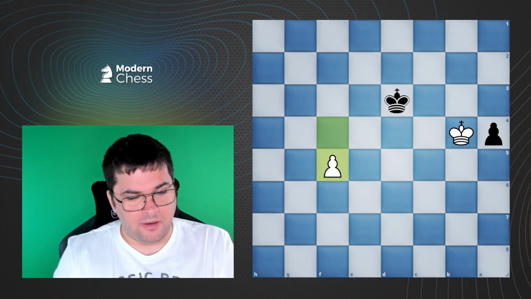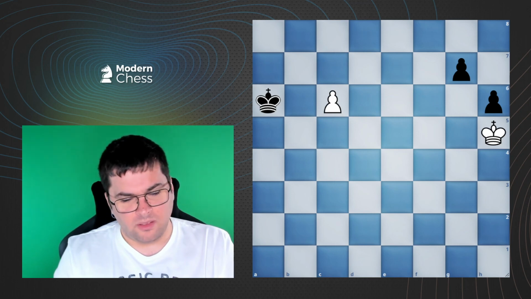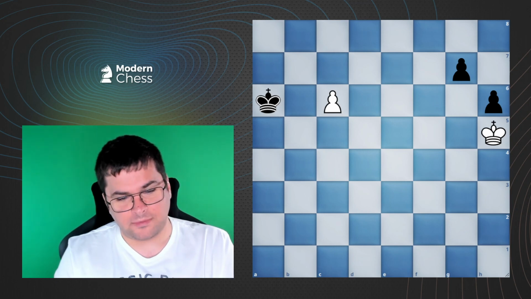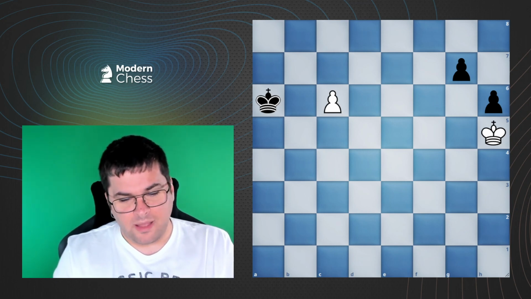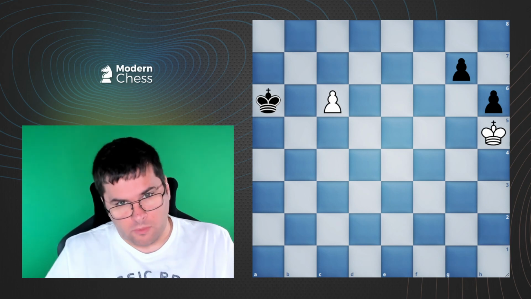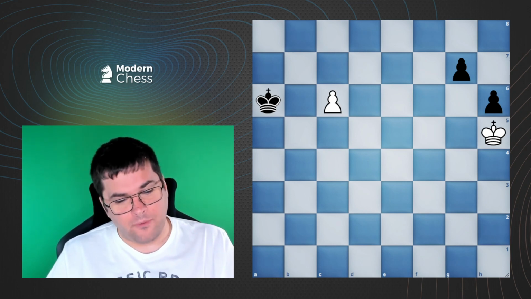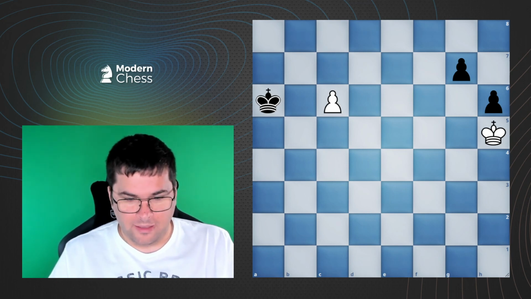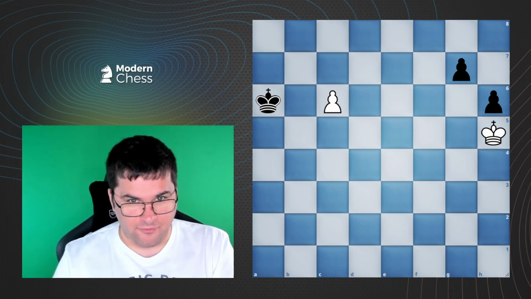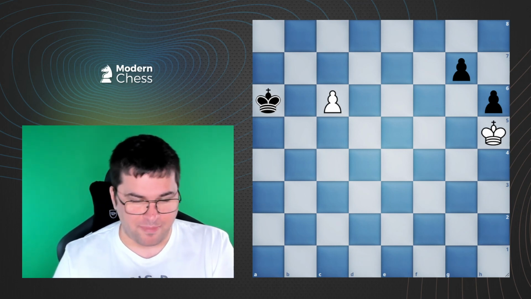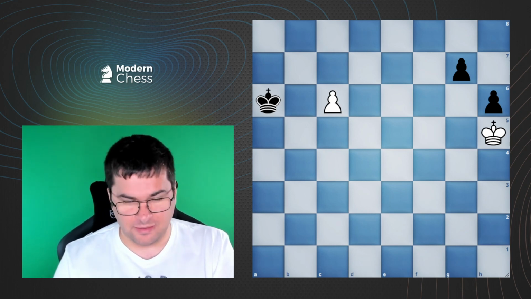Okay, now let's take a look at another position. Once again, something very similar to the study of Richard Reti. You can now stop the video. It's white to move. You can stop the video, think on your own for about 1-2 minutes, and try to come up with the right solution. Okay, I hope that you have managed to solve the puzzle relatively easily.